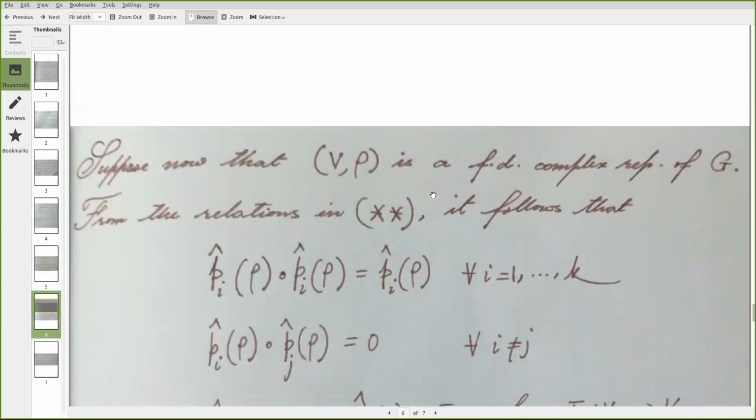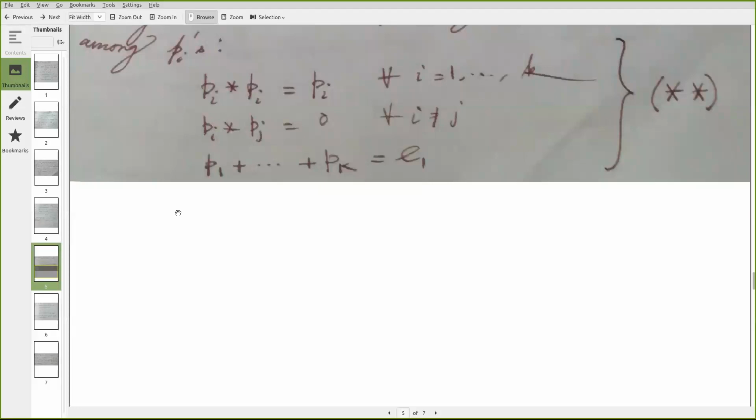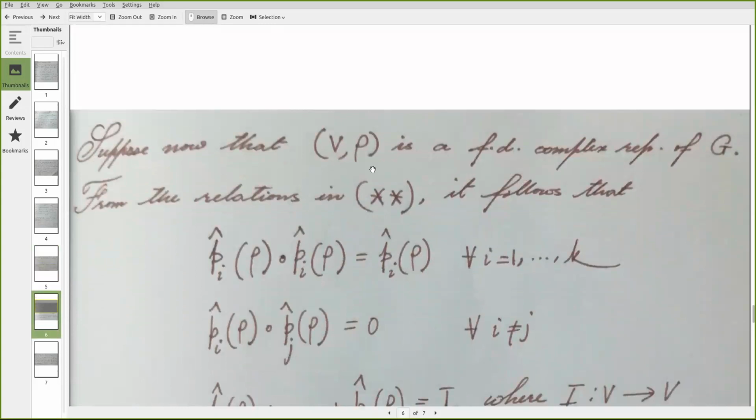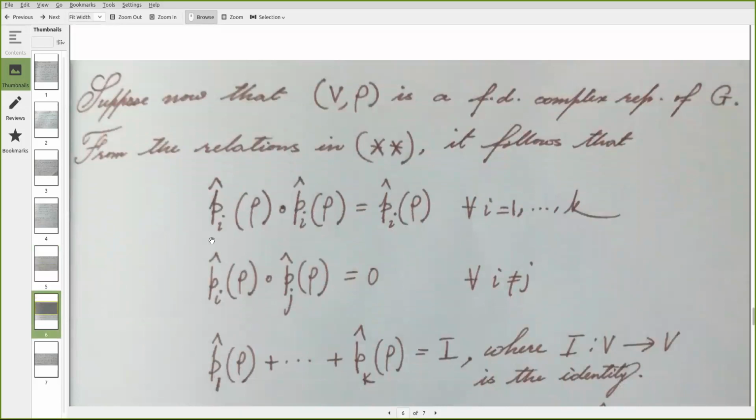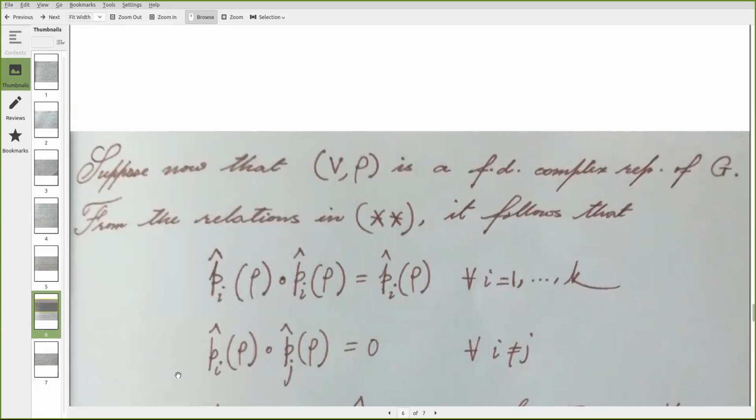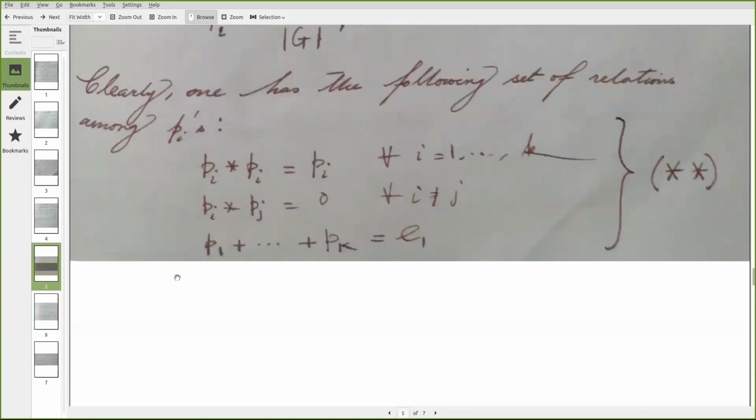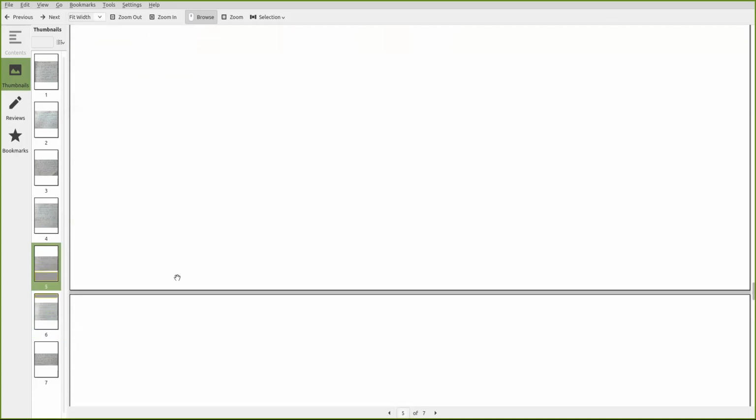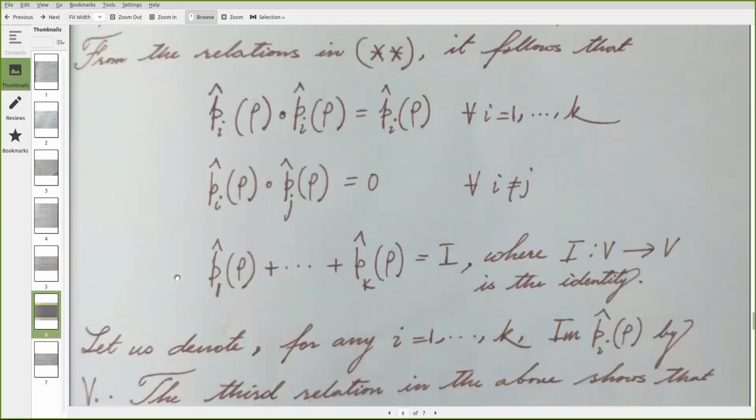All right, so once we have these relations among the PIs, now we observe the following. For any given complex representation rho of G, we consider the rho PI hat. Since for any representation V, rho sending F to F hat rho is a homomorphism from the group algebra to the endomorphism algebra of V, it follows that these rho PI hats have the same relations among themselves, since an algebra homomorphism simply carries them over inside the endomorphism ring of V.